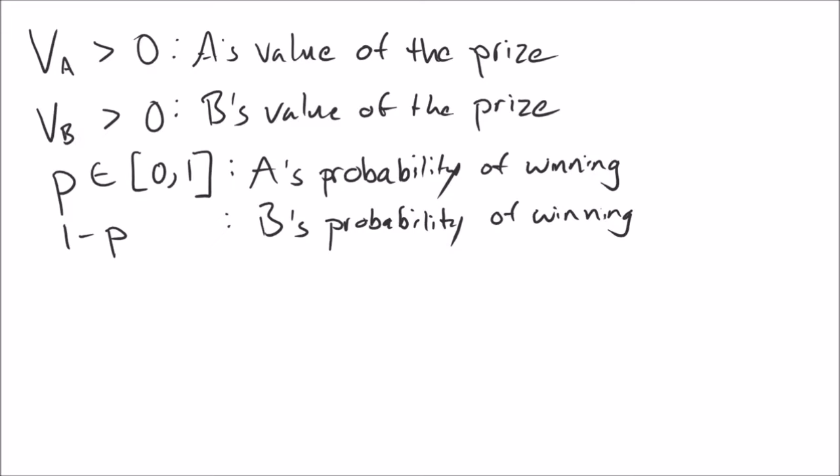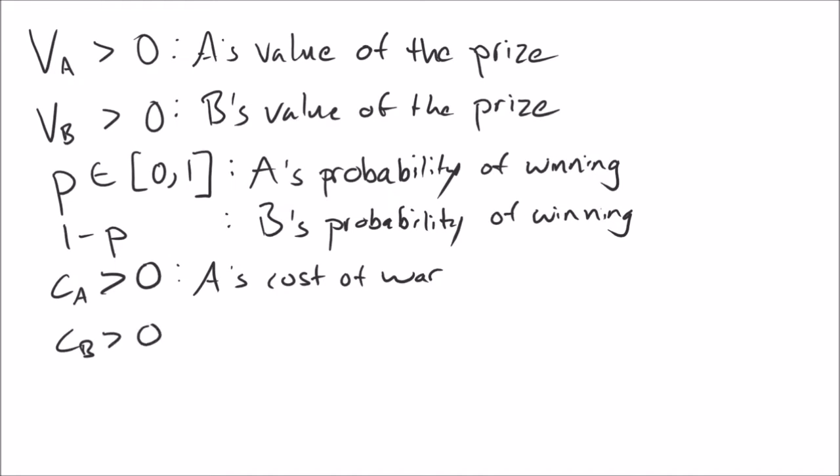The drawback to settling via war is the fact that war is costly. To represent that, let's have a value CA greater than 0 be A's cost of war, and CB greater than 0 be B's cost of war. So these things are positive because if you think about how many people are going to be dying, how many buildings are going to be destroyed, that's some positive quantity, and we're in a moment going to then subtract out that positive quantity from a player's utility.